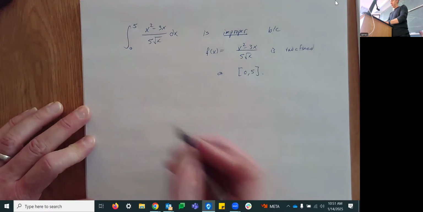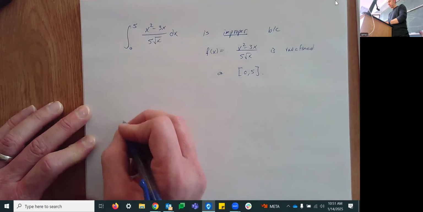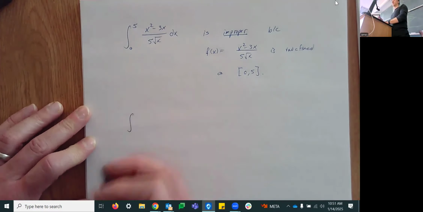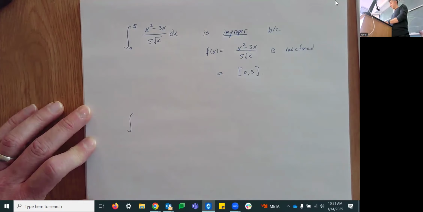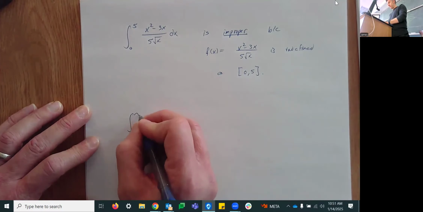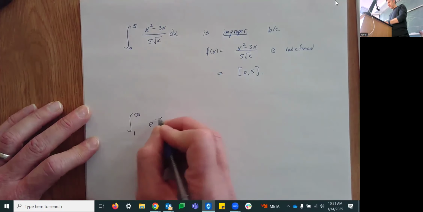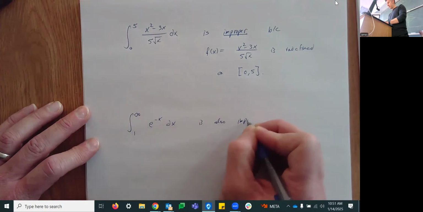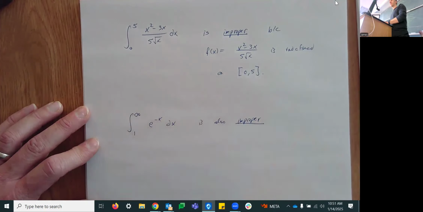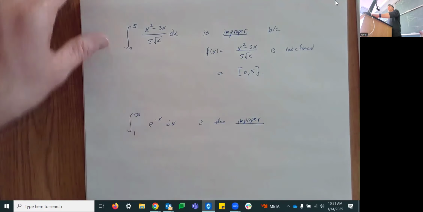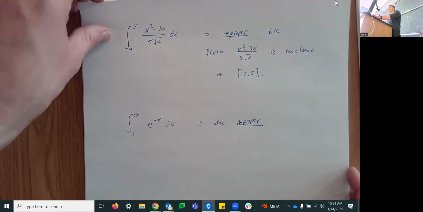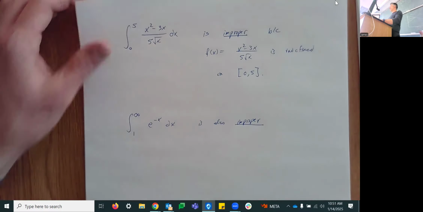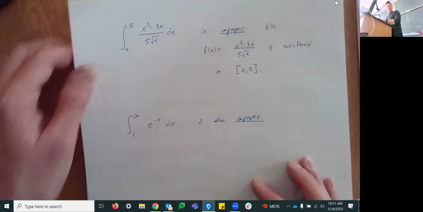And the other type of improper integral, I'll just point out as well, is one where the limit of integration is infinity. For example, this integral from 1 to infinity of e to the negative x is also improper. But we're not quite there yet, so we won't talk about that more. I just wanted you to know that there was a little bit more there that we should have been aware of.